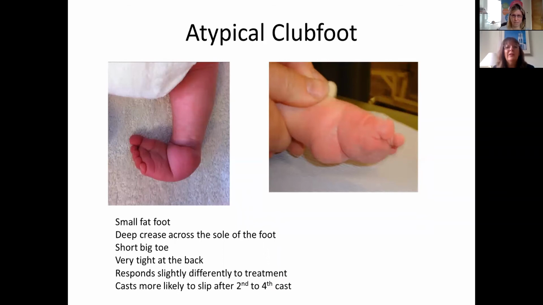Okay, so this is more of an atypical clubfoot. I've got a picture here of a very tiny baby and then a child who's a little bit older. Some of the features of this are that the foot tends to be small and fat. Obviously in the newborn, you're not going to get that same fatness. That's going to appear over a few weeks. There is a very deep crease, however, right the way across the sole of the foot.